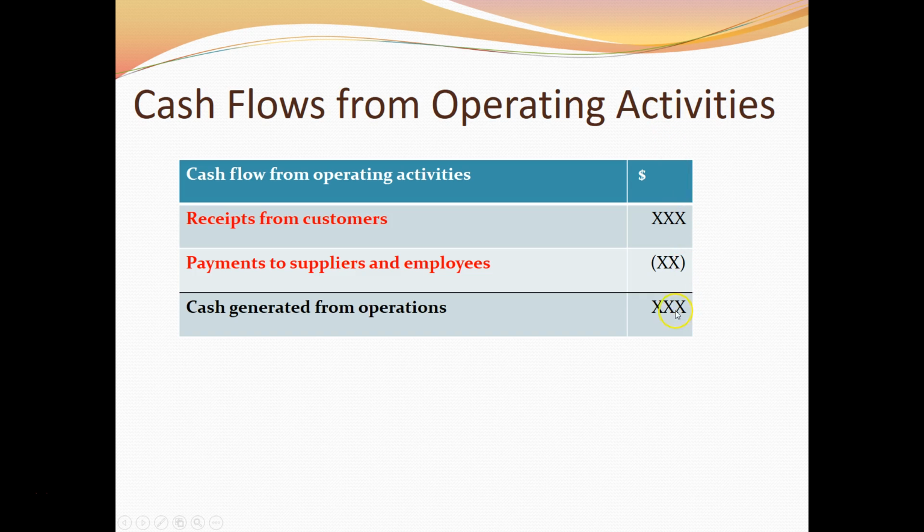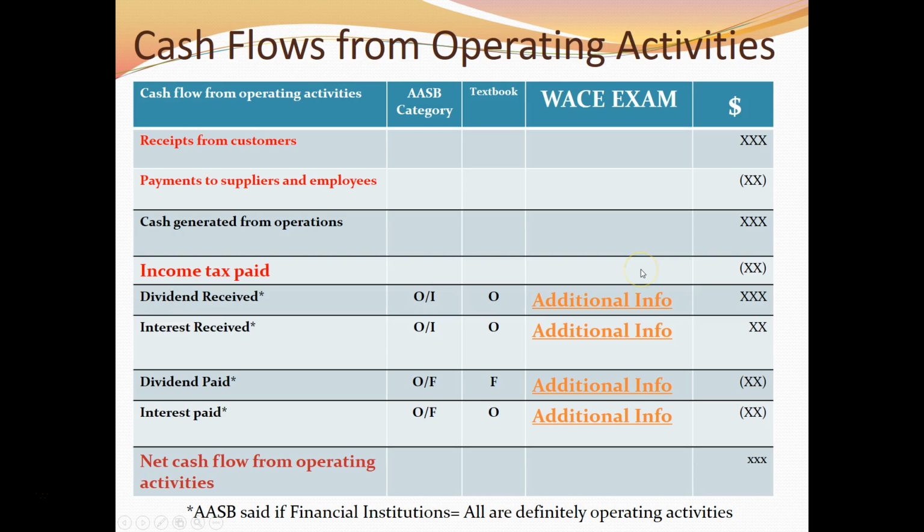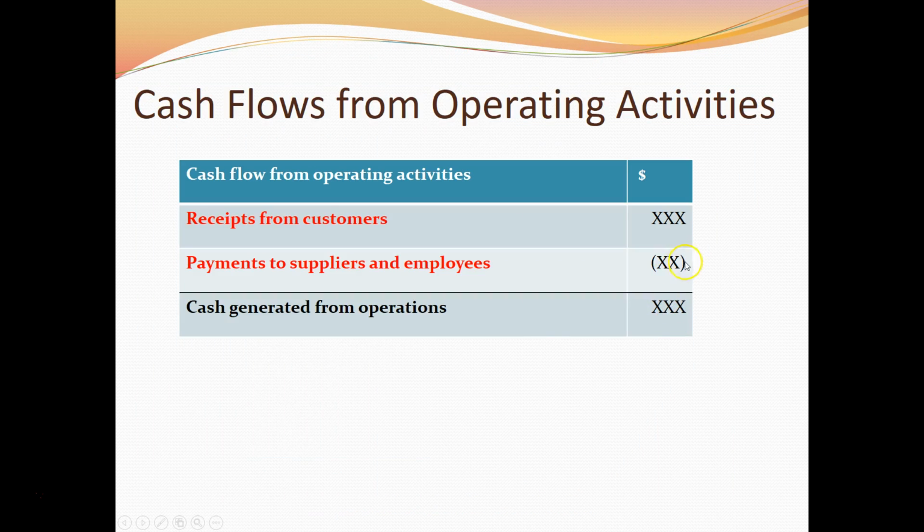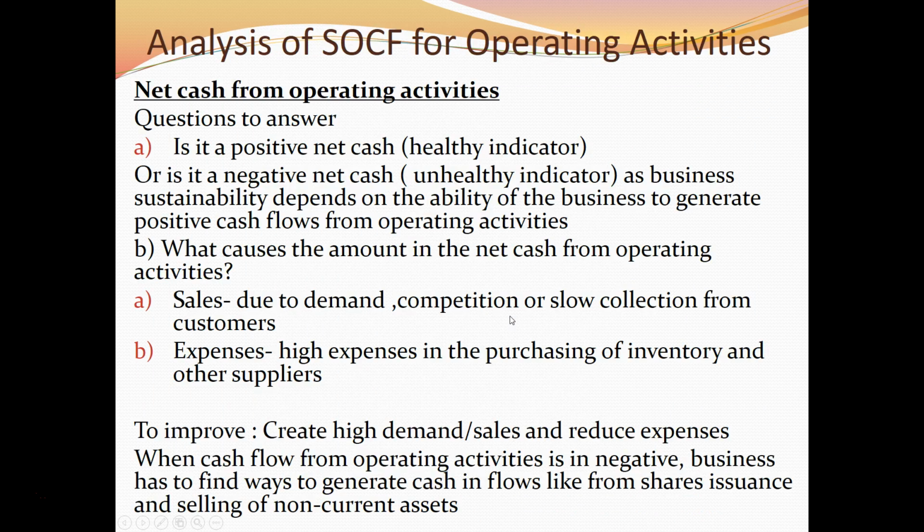Once you have done number 1, which is receipts from customers, positive sign, and you have done payment to suppliers and employees, total them up like here. This figure will be transferred here as negative, and the first thing we write is cash generated from operations. Remember, students always stop here and write cash generated from operations, because in the exam they give you 1 mark for it.